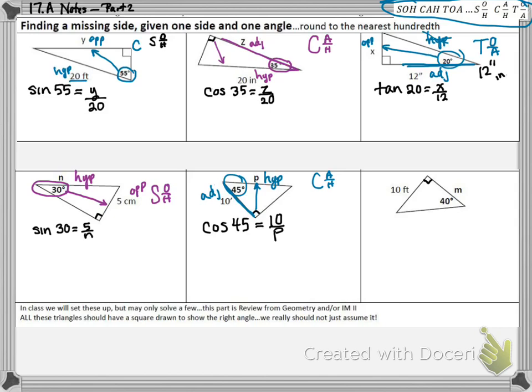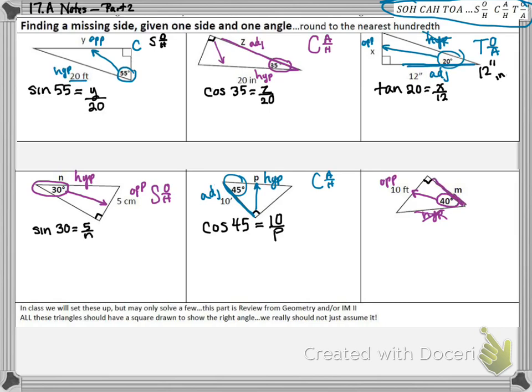One more setup, and then we'll start doing some solving. The only angle I know is 40. Here's my hypotenuse, opposite from the 90, but it's kind of worthless at this point because there's no letter, no number. I have to say opposite, not touching, 10 feet.